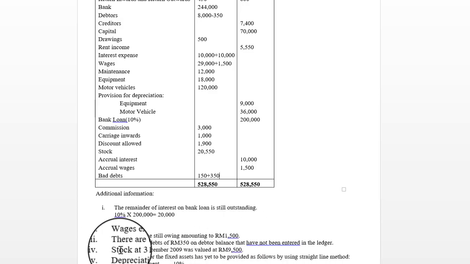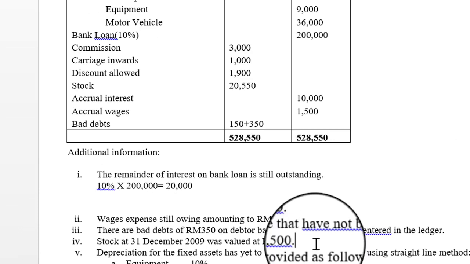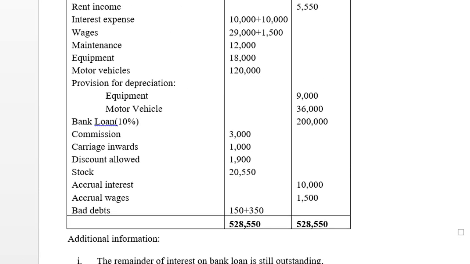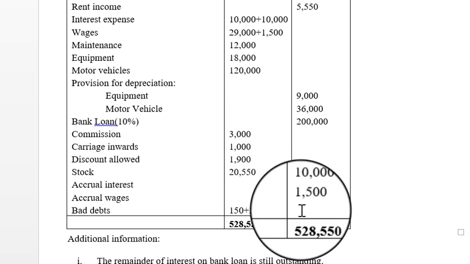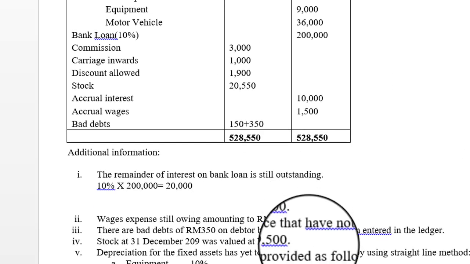Number 4, stock. This is your closing stock. You will not use it. You do not need to do any adjustment here. You'll only use it later when you do the income statement 2019.